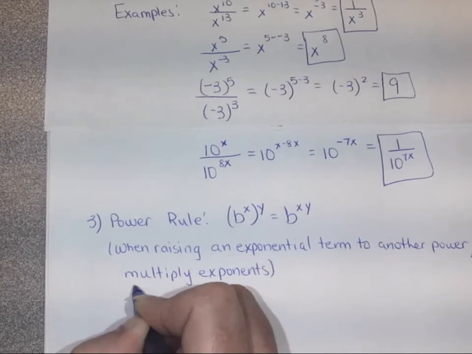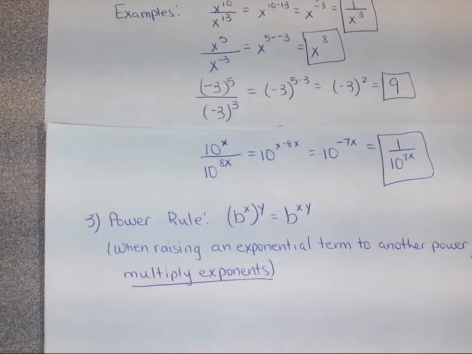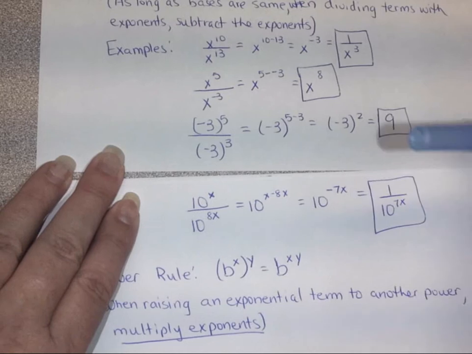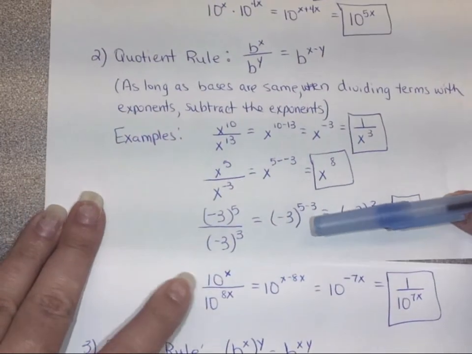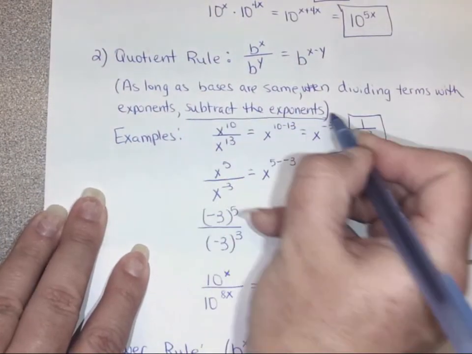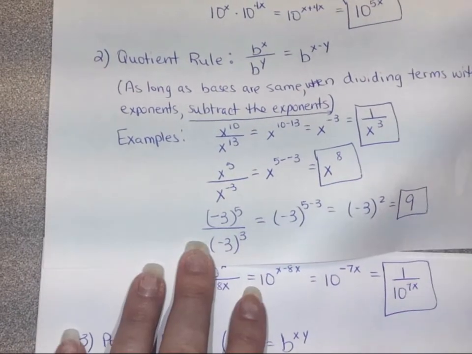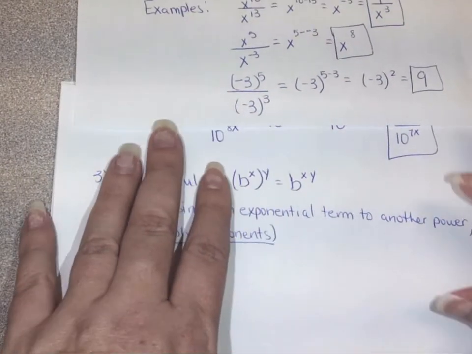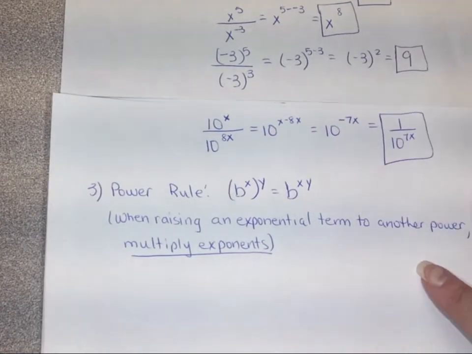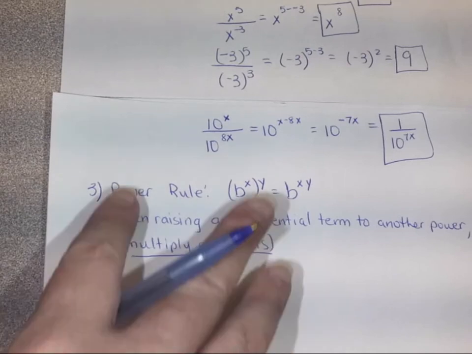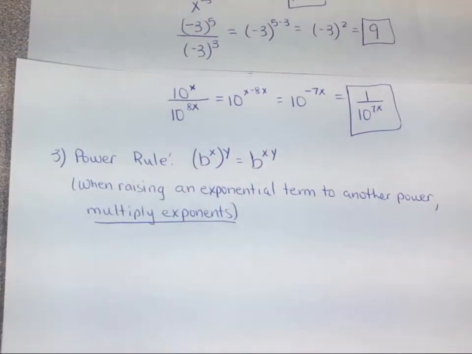Notice with all of these rules, the bases stay the same. So back up here, let's go ahead and underline, for quotient rule, let's underline subtract the exponents. That way the gist of every rule is kind of being highlighted. So the gist of the product rule is add the exponents. The gist of the quotient rule is subtract the exponents. And then what's the gist of power rule? Multiply the exponents.